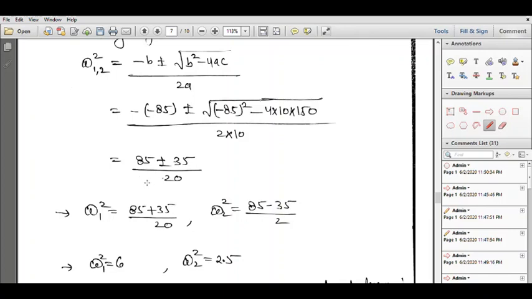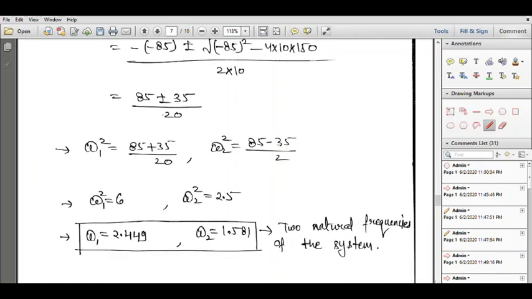Now we can see we'll get two different values of omega square. The first value will be omega 1 square equals 85 plus 35 by 20. The second value, omega 2 square, will be 85 minus 35 by 20. If we solve both of them, we'll get omega 1 square to be 6, omega 2 square to be 2.5. And we'll take the square root of 6 and the square root of 2.5. So we'll get omega 1 equal to 2.449 and omega 2 equal to 1.581.